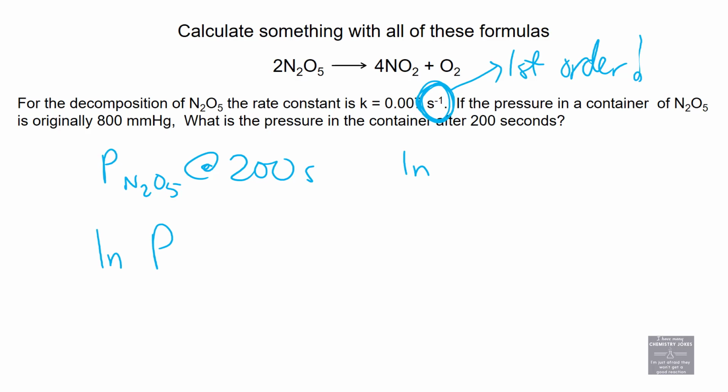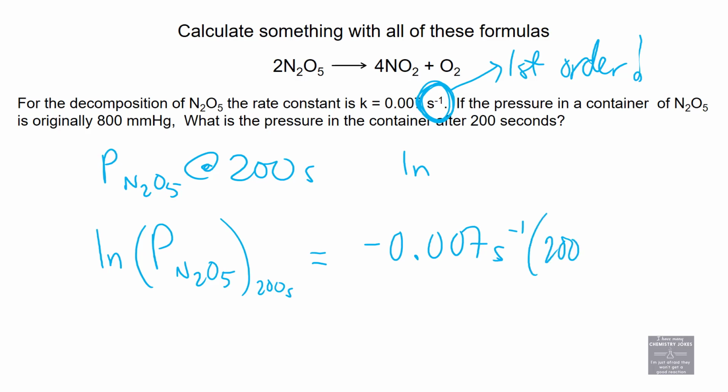So that would be the Ln of the pressure of N2O5 at 200 seconds. We don't know. That's what that one is. Equals negative 0.007. My circle is in the way. Negative k times t, 200 seconds. Make sure your timing stuff cancels out. Plus the Ln of 800 millimeters of mercury. So whatever units are in this Ln, that's what units this Ln are going to end up in.